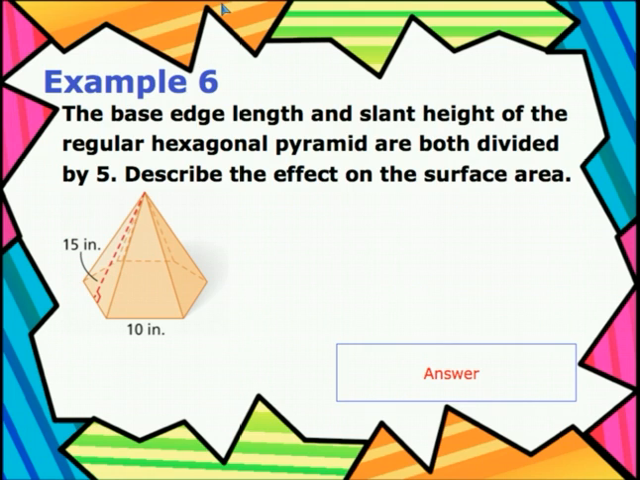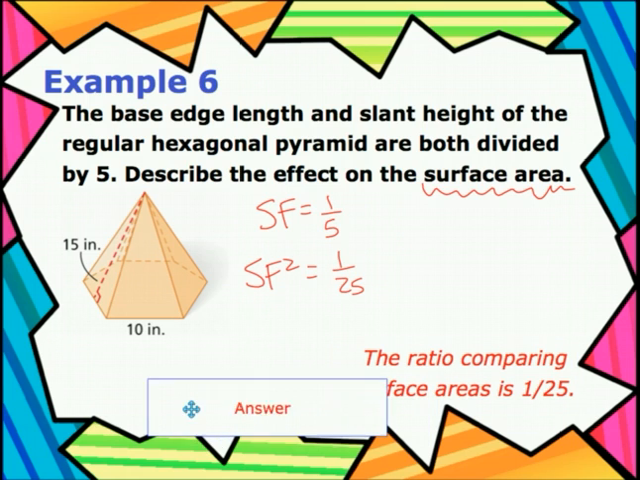All right, the base edge length and slant height of a regular hexagonal pyramid are both divided by 5. Describe the effect on the surface area. So if they're divided by 5, that actually means our scale factor is 1/5. So, effect on surface area, remember you square the scale factor, so the scale factor squared is 1 to 25. So the new area would be 1/25 the original size.